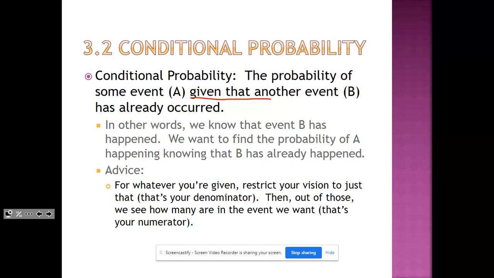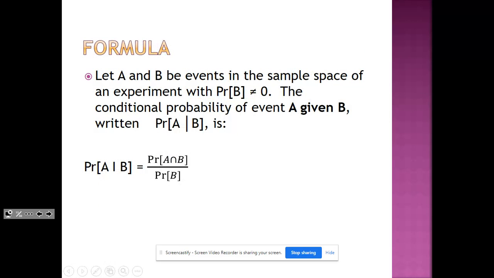Something to help you in this section: you'll be given that something has happened. For whatever you're given, restrict your vision to just that. That's your denominator. This is going to make more sense when you see an example. But restrict your vision to the given. That gives you your denominator. Then out of what you see there, out of what you're given, how often does the other event occur? So let's take a look.